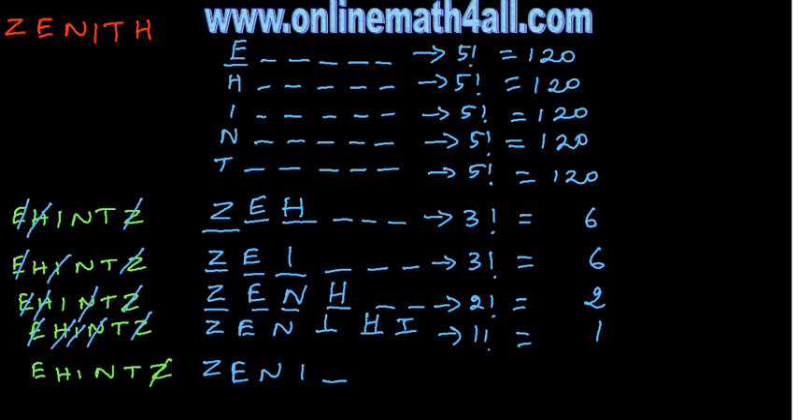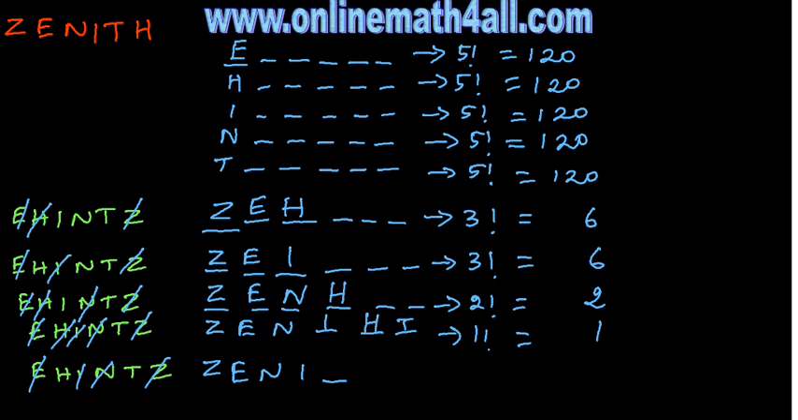So Z is taken, E is taken, N is taken, I is taken. So the order of the first four letters of the new words and the order of the first four letters of the given word are both the same. In this situation we should not do any calculation. We have to move to the next place, that is the fifth place.